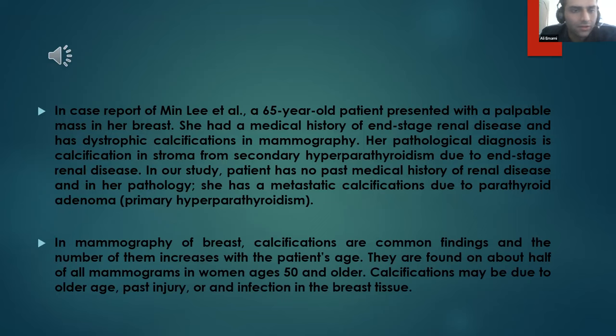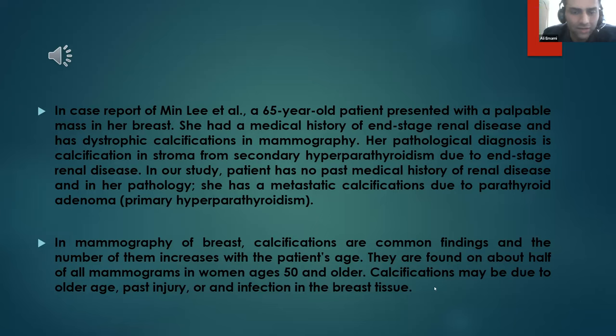The other case report, reported by Min Lil et al., was a 65-year-old patient presented with a mass in her breast. She had a medical history of end-stage renal disease and has a dystrophic calcification in mammography. Her pathological diagnosis is calcification in stroma from secondary hyperparathyroidism. So the diagnosis in this case was secondary hyperparathyroidism. But in our case, the patient has no past medical history of renal disease, and her pathology was clear about renal disease. But our patient has a metastatic calcification due to parathyroid adenoma.